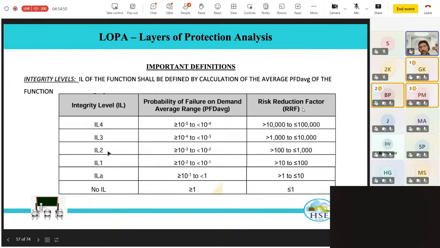Similarly, for a SIL 2, it is simple. If you say SIL 2, you go to the risk reduction, it is 100 to 1000. So remember that for future references or anywhere in your life, because these are interview questions, this will definitely come up in most of the interviews.